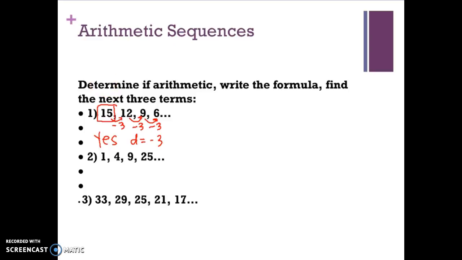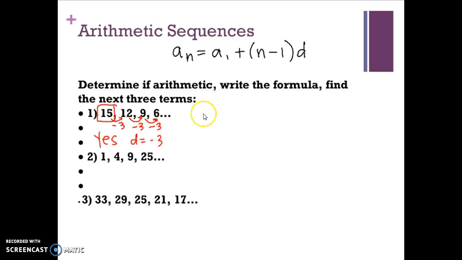So remember, my formula is a sub n equals a sub 1 plus n minus 1 times d, where a sub n is the term I'm looking for, a sub 1 is my first term, n is whatever term that is, and d is the common difference.